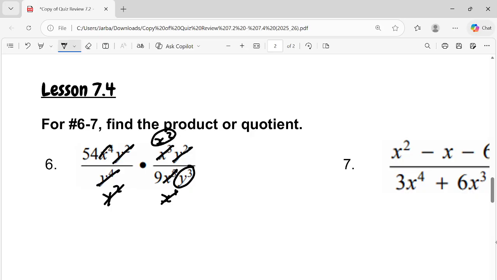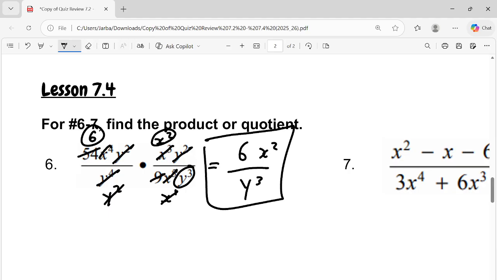54 divided by 9, that's 6. So this cancels and leaves you with the 6. And that's the only number that we have left down there. So all in all, we're going to combine all these to make 6x squared over y cubed. And that is the final answer.